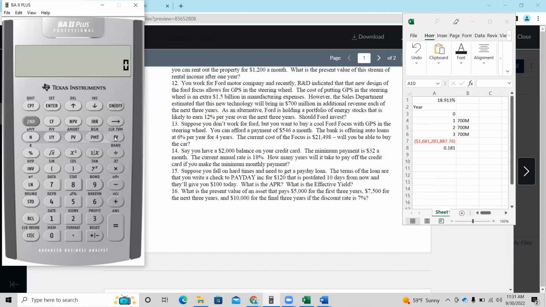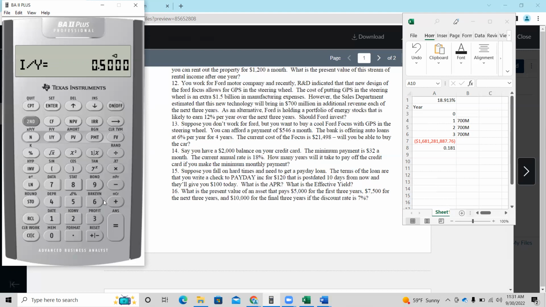So I'm going to say zero equals future value. Okay. I'm going to take 6% and divide it by 12 to get the monthly rate. Again, I have to transform the annual rate into a monthly rate because interest is going to compound monthly. And that's 0.5% per month.